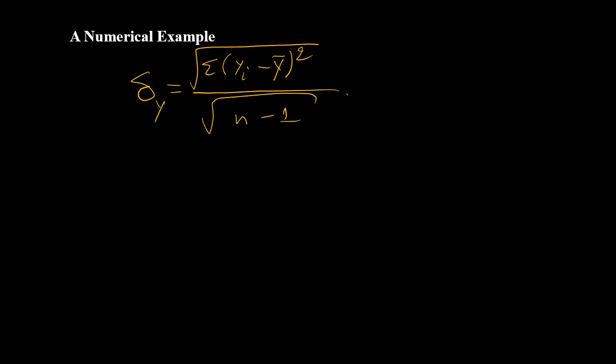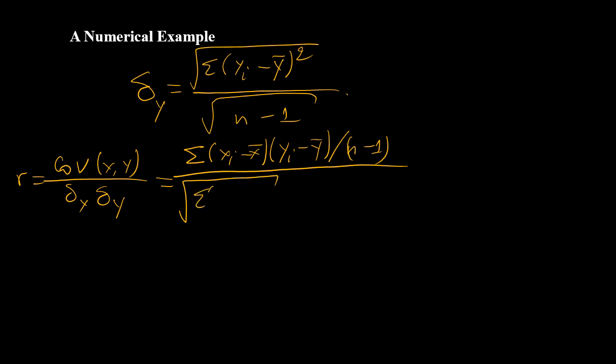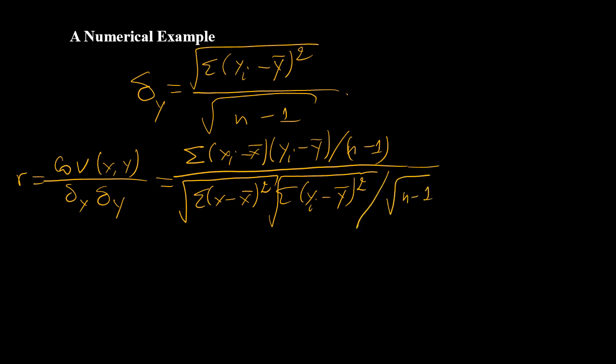So here r is equal to the covariance of x and y divided by the standard deviation of x times the standard deviation of y, and is equal to the sum of the products of x values minus the mean of x and y values minus the mean of y, all divided by n minus 1, all divided by the square root of the sum of x minus the mean of x squared times the square root of the sum of y minus the mean of y squared, all divided by the square root of n minus 1 times the square root of n minus 1.